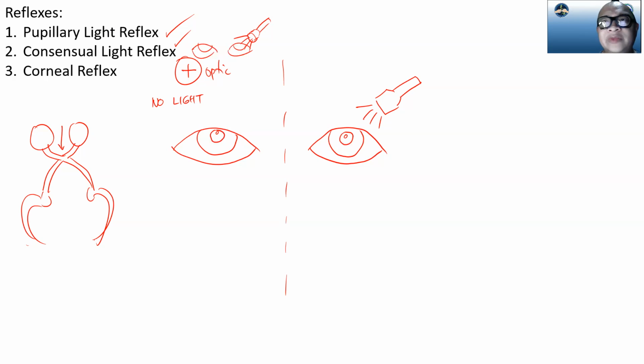Interesting fact, if one eyeball becomes infected, there's a big chance the infection could go to the other eyeball. Why? Again, see this, your chiasm, where the optic nerve diverges or converges, no? Intersects with one another. So that's how it is.